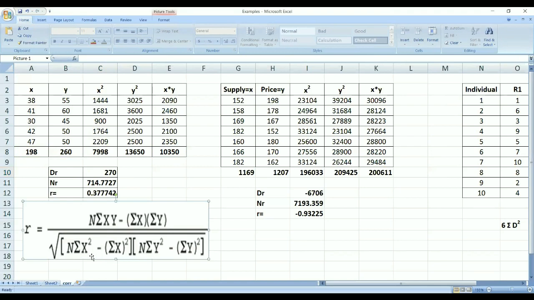Now numerator calculate karna hai, so first I will try to solve this first. N into summation x square is 5 into 7998 minus summation x square. Sum of x square means 198 का square. Then उसको bracket में. फिर in the second bracket n into summation y square. So 5 into 13650 minus sum of y square. So sum of y square is 260 ka square. Then again that multiplication of the two brackets, and then last mein you can take the square root of that answer. So you will get 714.